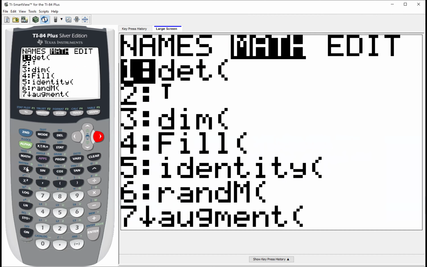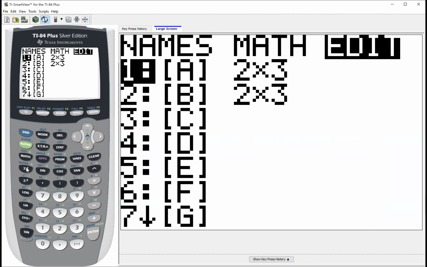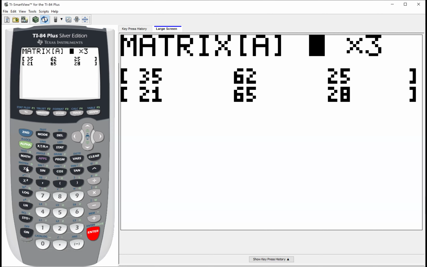So arrow over to edit. I choose 1, which is matrix A. This is the matrix that we had from the previous problem that we did last time. We could just type right over it. We don't need to change the dimensions of the table because it's still a 2 by 3. So it's 2 rows times 3 columns. So we could just hit enter, enter.